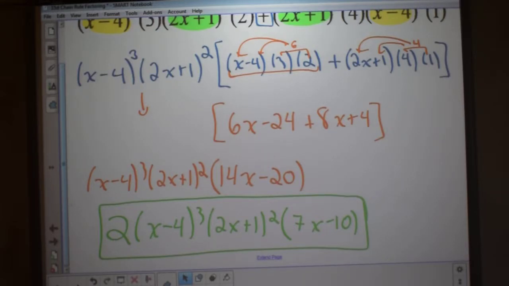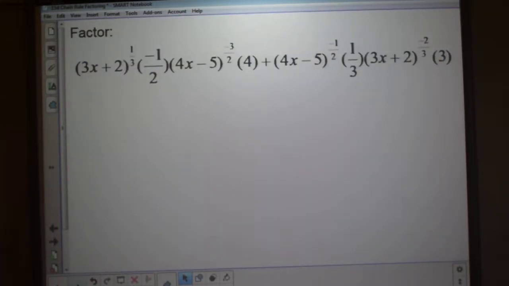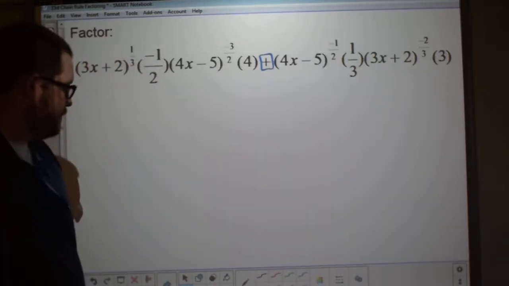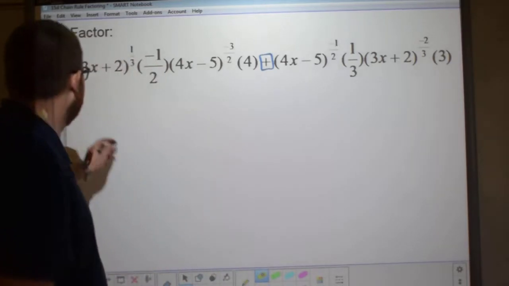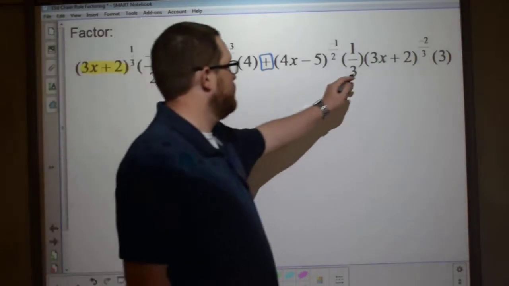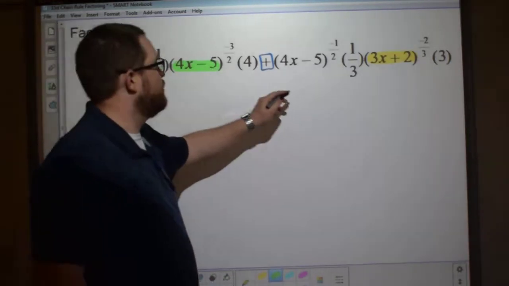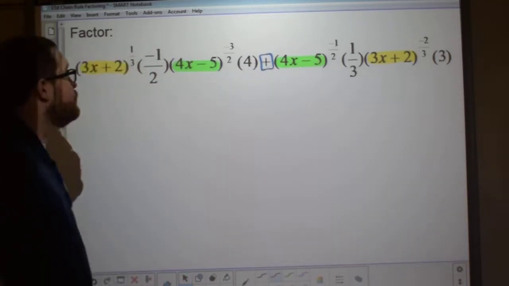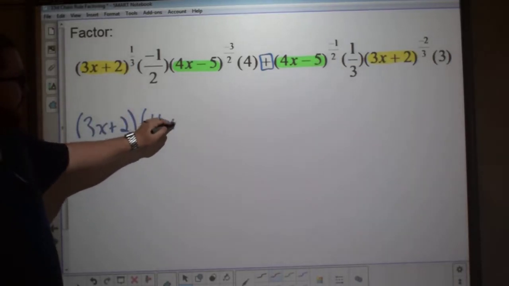Now that we've seen an easier problem, let's try a more difficult problem. Step 1, find the plus sign. It splits the problem in half. Find the binomials. One binomial is 3x plus 2. The other binomial, 4x minus 5. So I'm going to pull out the 3x plus 2 and the 4x minus 5.